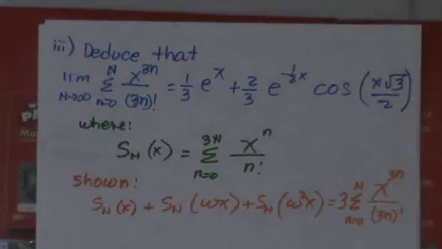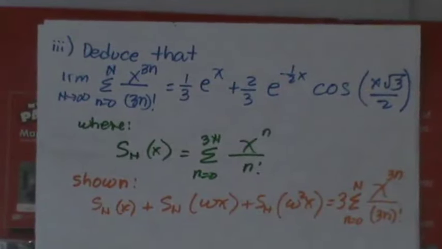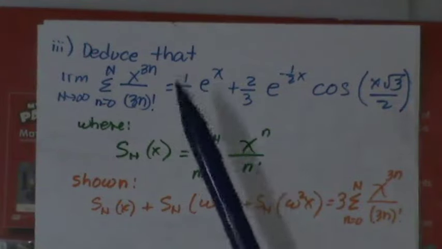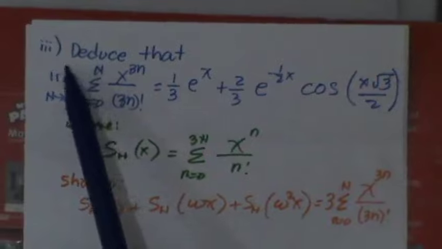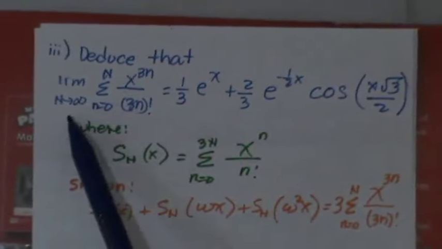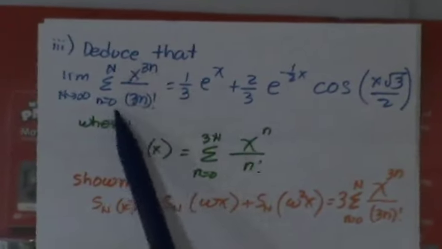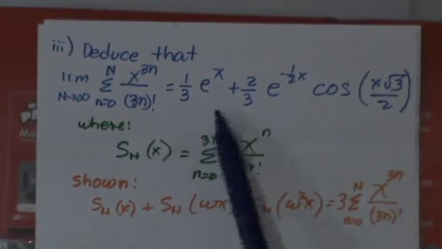Alright, so let's proceed to part 3 of the question about the cube roots of unity, or roots of unity. So, this is part 3. It says that we deduce that the limit of this series is equal to this.